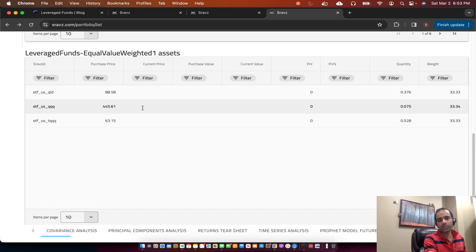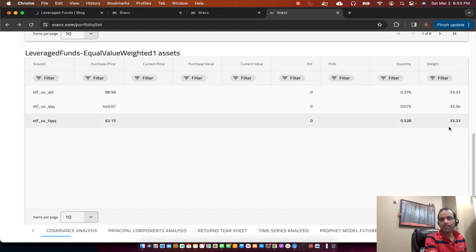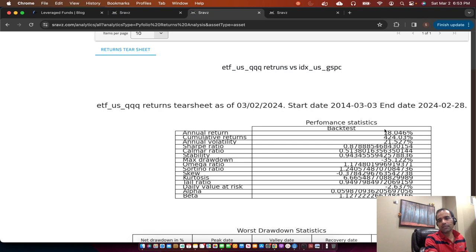0.1 extra to QQQ. All these three have the same weightage. So if we multiply the weightage times the leverage, then the portfolio will be two times the amount in QQQ compared to just the base QQQ.